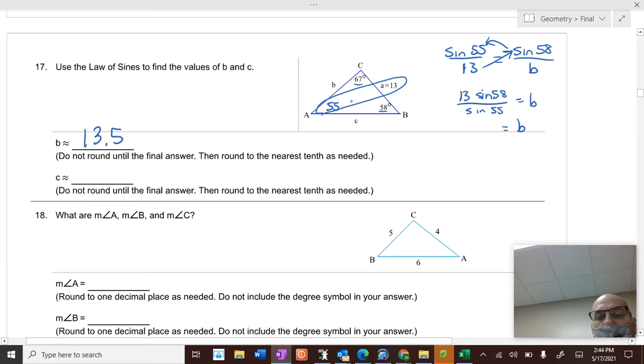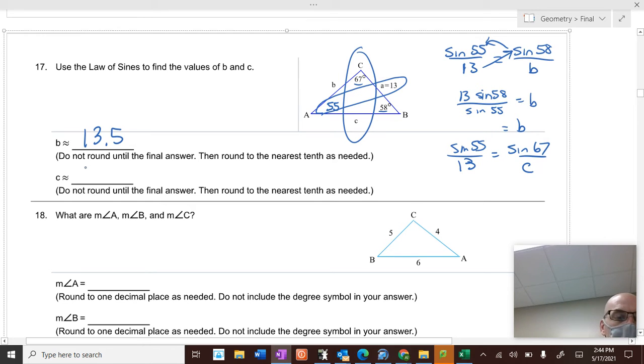All right, and then for C, that's opposite the 67, so it'll be even bigger yet. The sine of 55 over 13 equals the sine of 67 over C. So if you cross multiply, 13 times the sine of 67 divided by the sine of 55. 14.6. Okay.